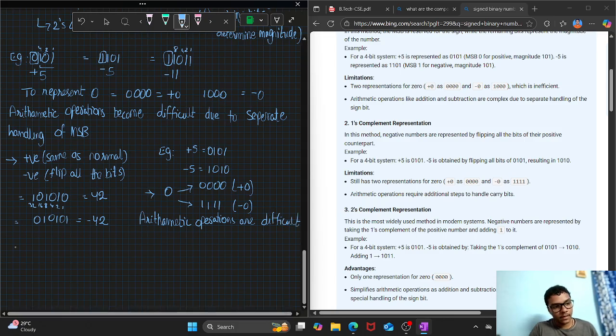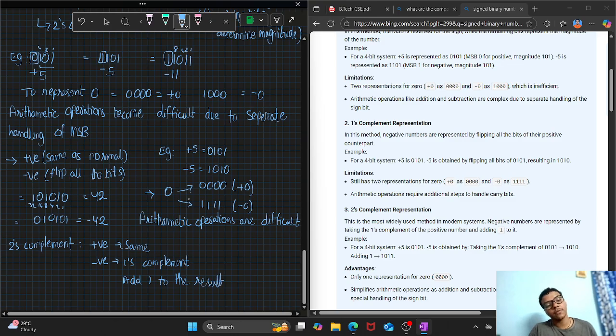And this as well. And so now let's look at 2's complement form. This is the most widely used one. Positive, same. Negative, do the ones complement, that is, flip all the bits and then add 1 to the result. If you add 1, then there won't be two representations for 0. That is our main problem and that will be solved.